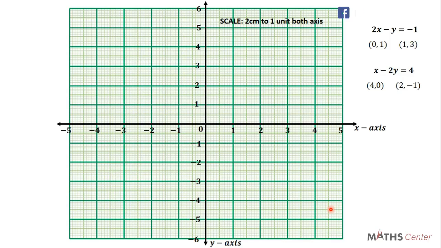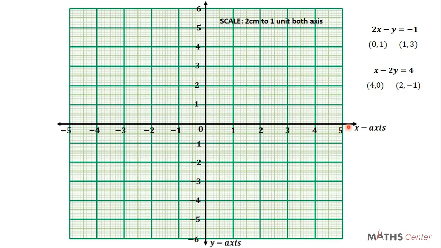You pick your graph sheet and you choose a scale that can contain all your points. So make sure that the scale that you choose, you can plot these points on the scale. The points are (0, 1), (1, 3), (4, 0), (2, -1). Make sure that the points can be plotted on the scale. So I chose a scale of 2 centimeters to 1 unit on both axes.